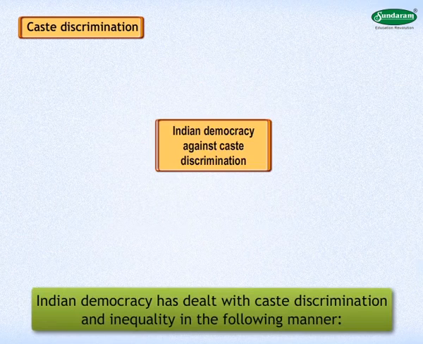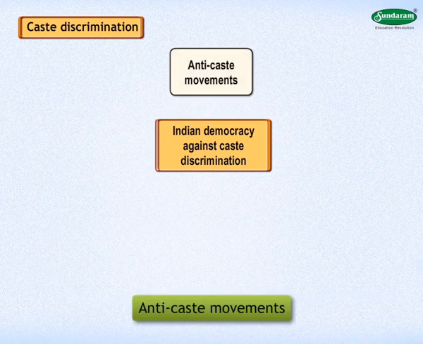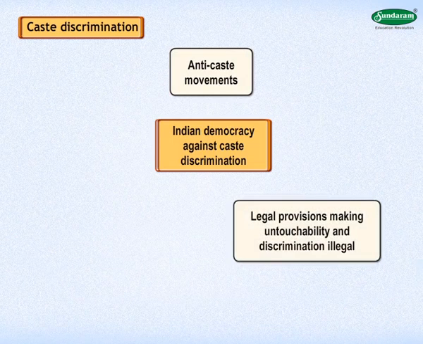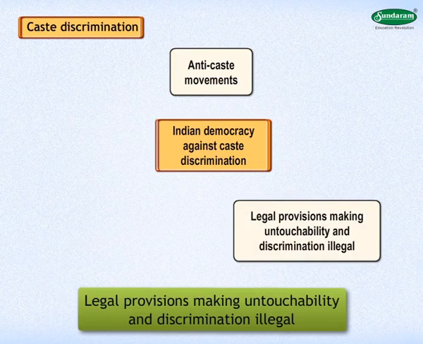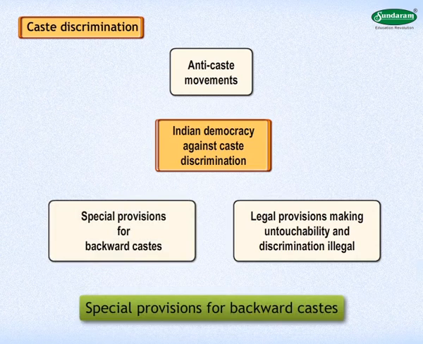Indian democracy has dealt with caste discrimination and inequality in the following manner. Anti-caste movements created awareness about the ill effects of caste discrimination. After independence, some legal provisions came into being. For instance, the Constitution declared untouchability and discrimination on the basis of caste illegal. Special provisions are made for backward castes.